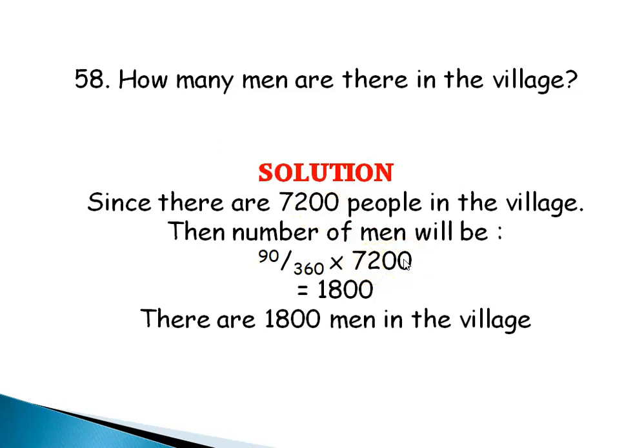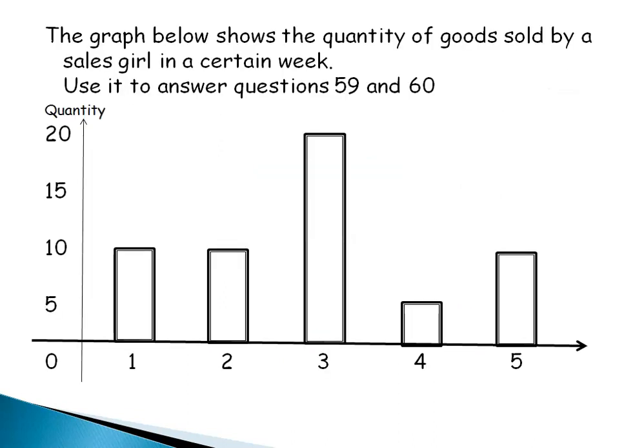Is that okay? Alright, so I would cancel this: 9 into 9 is 1, 9 into 36 is 4. 7,200 divided by 4 will give us 1,800. So there are 1,800 men in the village. Is that taken? Good.